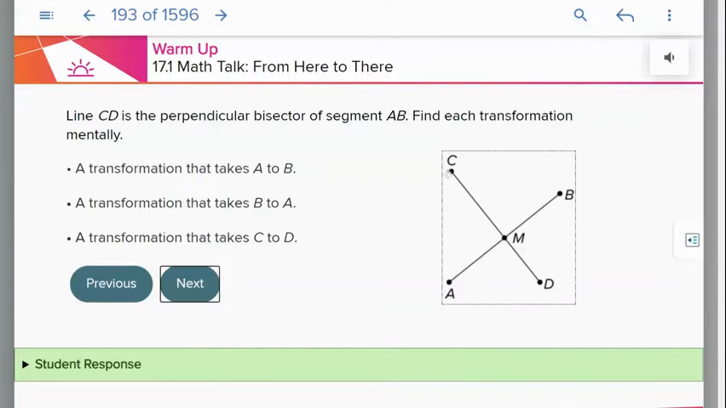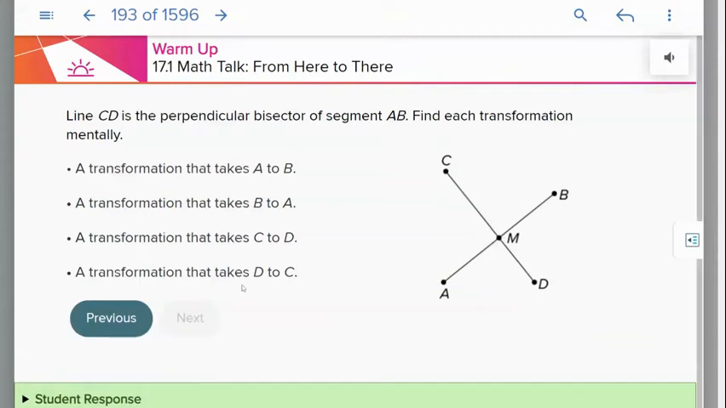Now, translation could work. If you translate point C along the segment CD, you could translate down to the right and land on D. That's fine. But the other two wouldn't work. Rotation and reflection wouldn't work. Okay, so that's a very peculiar situation.